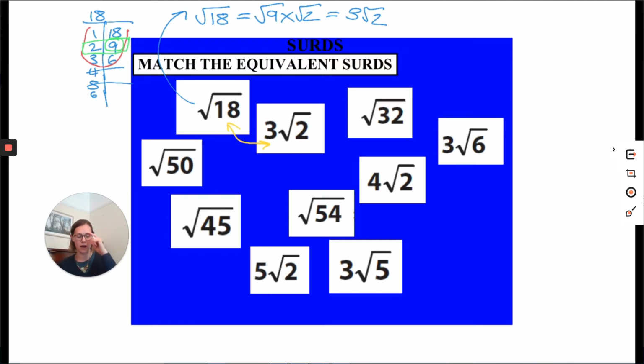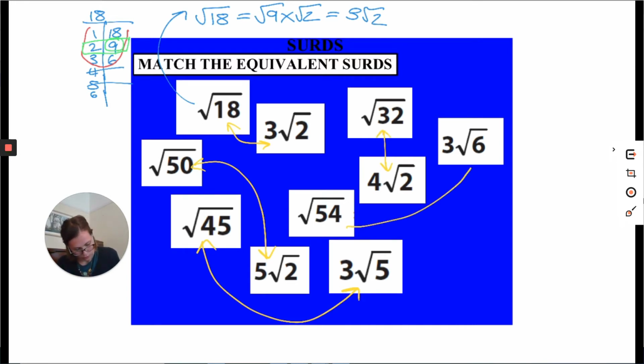Okay, and if we wanted to check our answers, we could check them. So root 50 should have been 5 root 2. So this guy goes here. Root 45 should have been 3 root 5. This guy goes here. Root 32 should be 4 root 2. This guy goes here. And that leaves us with root 54, 3 root 6.